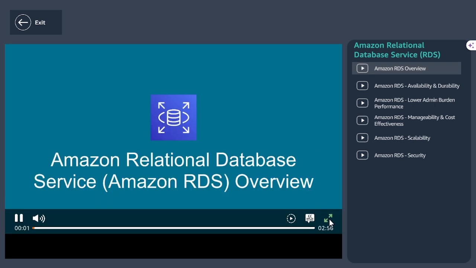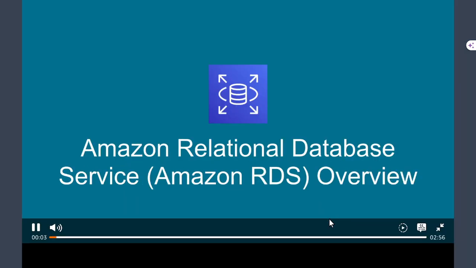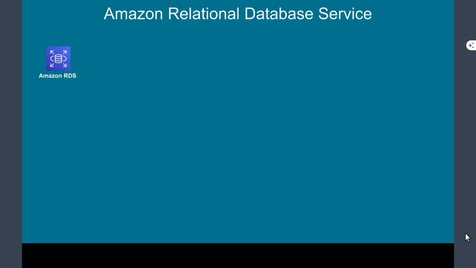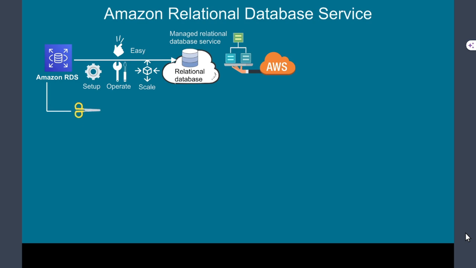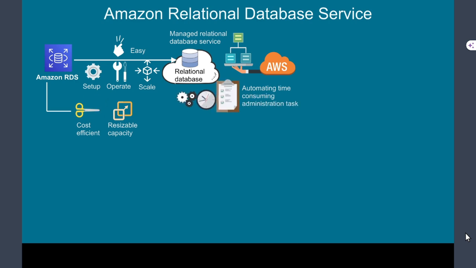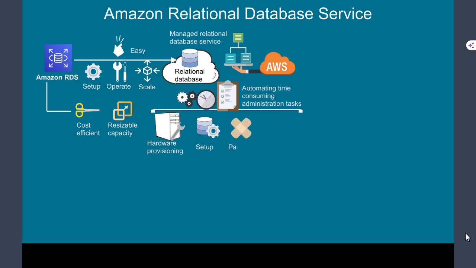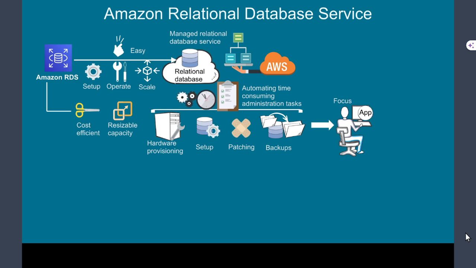Amazon Relational Database Service. Amazon RDS Overview. Amazon RDS is a managed relational database service. Amazon RDS makes it easy to set up, operate, and scale a relational database in the cloud. It provides cost-efficient and resizable capacity, while automating time-consuming administration tasks, such as hardware provisioning, database setup, patching, and backups. It frees you to focus on your applications.